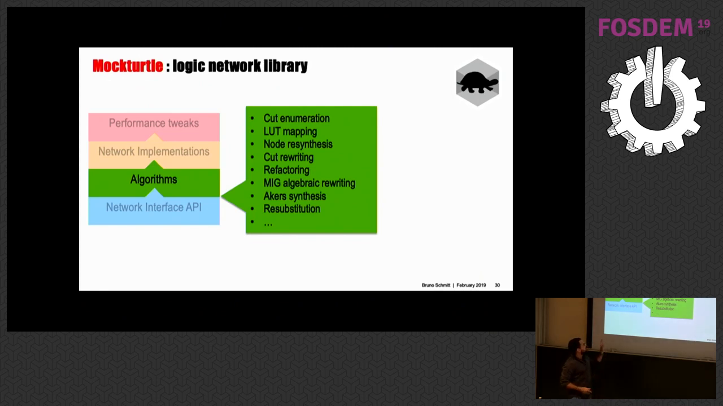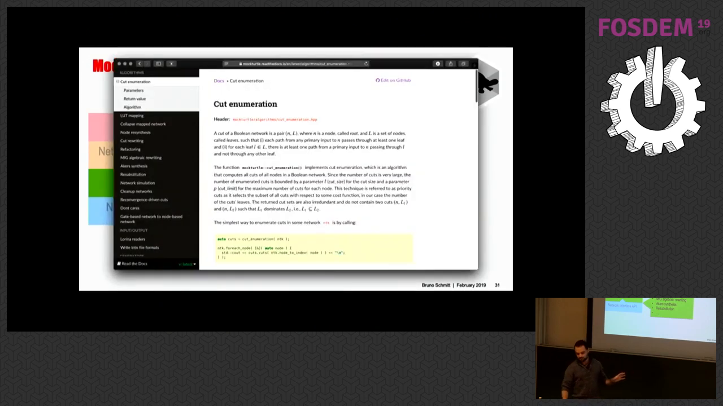So we have a bunch of algorithms. We have cut enumeration, LUT mapping, node resynthesis, cut rewriting, refactoring, a bunch of different algorithms, and if you have no idea what this is, it is not such a problem, because we are well documented. So basically, you can go to the web page in our documentation, and it will explain what the algorithm does, how it does it, in really great detail, and then sometimes too many details, quite verbose. But then you can understand and learn what's going on right there.